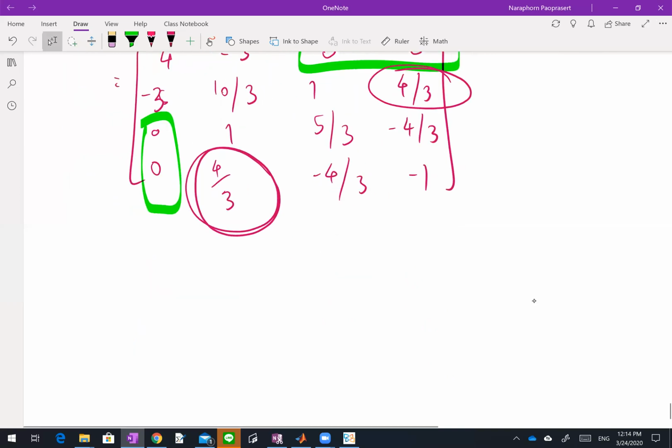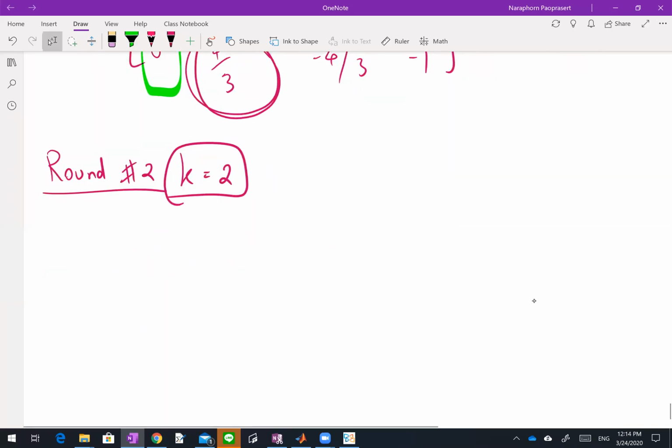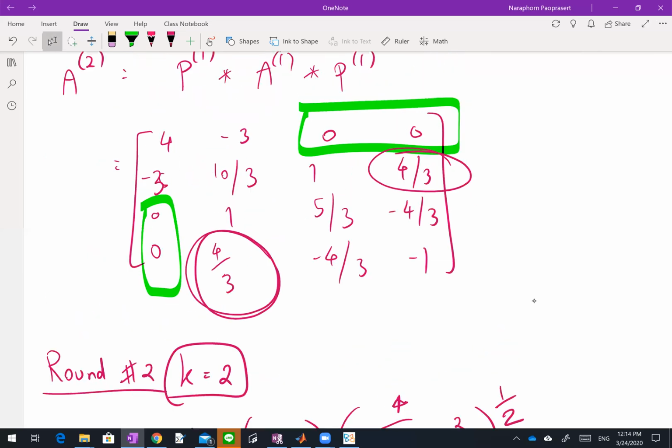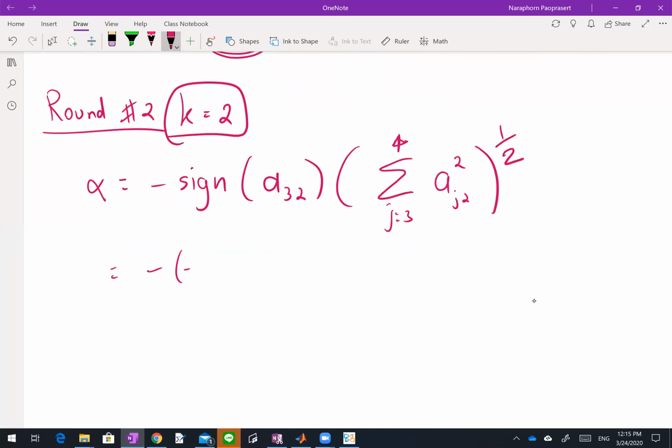So in round number two, this is when k is equal to 2. K is the number of round, actually. So for k is 2, alpha is minus sine of A32, and then the summation j from 3 to 4, n is 4, right? A j 2 square, everything to the 1/2. A32 in this case is just 1 here. So A row 3 column 2 is 1. The sign is just the positive, so this is just plus 1 here.